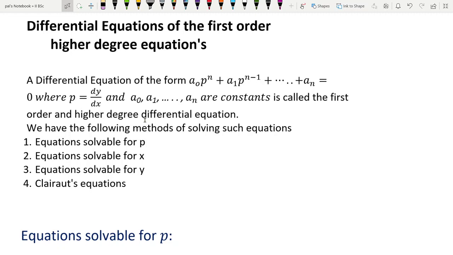To solve this type of equations, we categorize these differential equations as equation solvable for p, equation solvable for x, equation solvable for y, and Clairaut's equation.